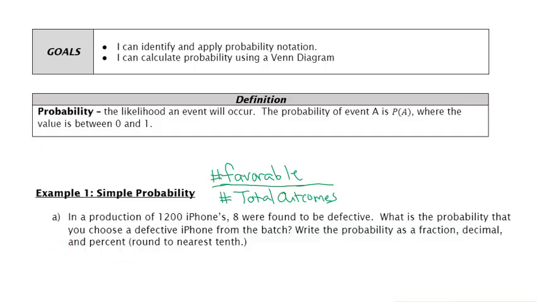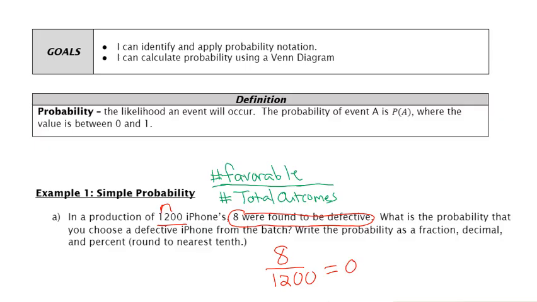So when we write this, our number of favorable outcomes, or what we're trying to focus on here, is that there's 8 that are defective. So the number of favorable would be 8. The total possible, or the number in our sample, like our sample size, sometimes we call that n, is 1,200. And so when we write this, we can actually divide this out. So 8 divided by 1,200.